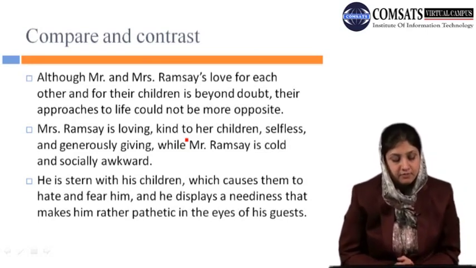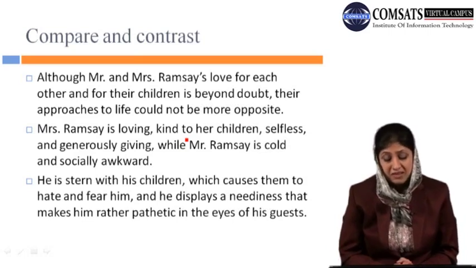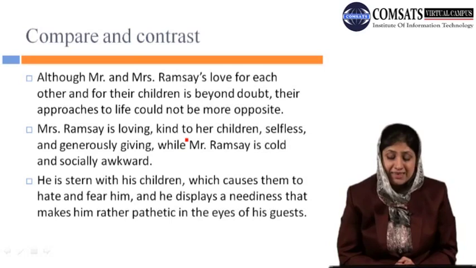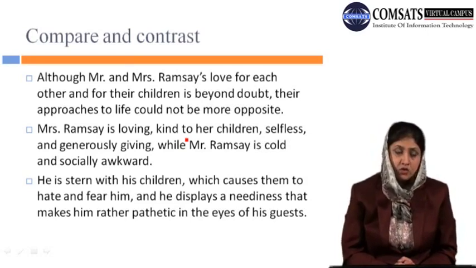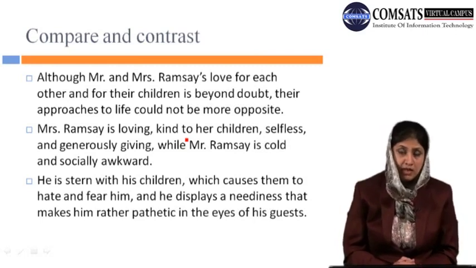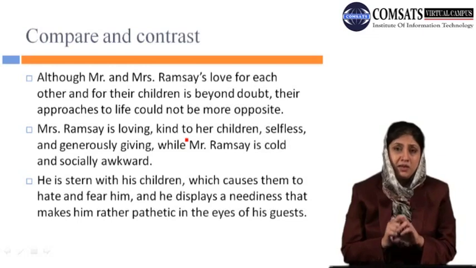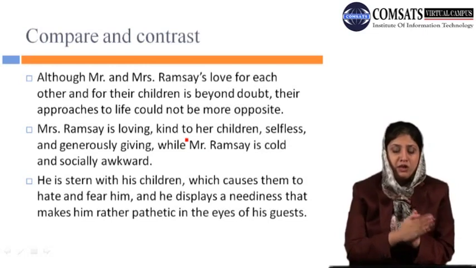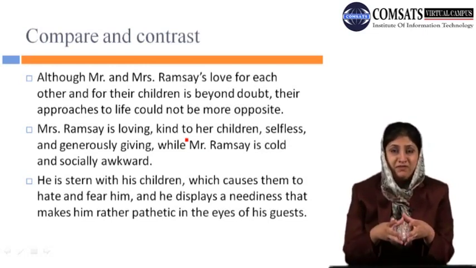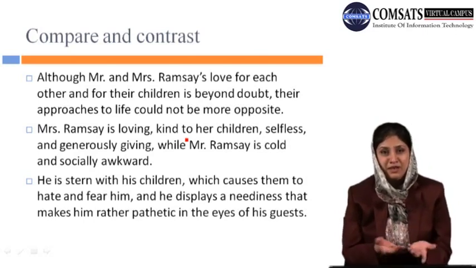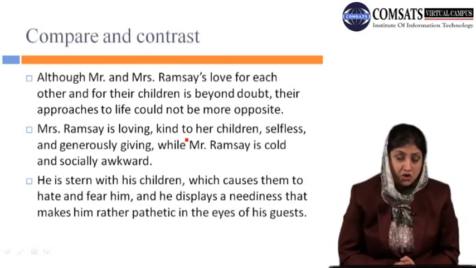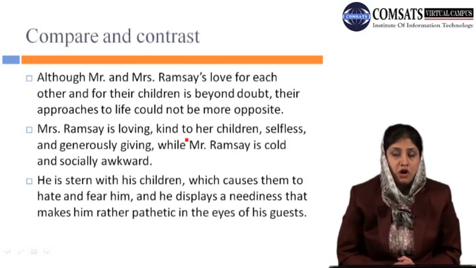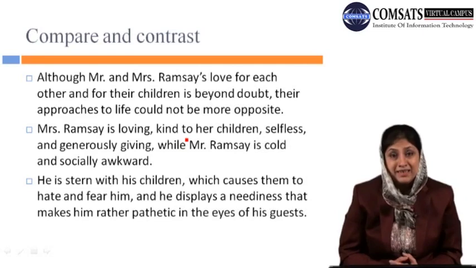He is stern with his children, which causes them to hate and fear him, and he displays a neediness that makes him rather pathetic in the eyes of his guest. Again, when you are trying to understand his social position, you can include not only his behavior with his own family. In fact, within the comparison, you are keeping another comparison when you are looking at this character with his family, with his guest, and with society. You can eventually find out that he is as pathetic with his family as in all other domains. Particularly, you will find him quite a rude character with the scholar who is residing at his place in order to get his guidance.